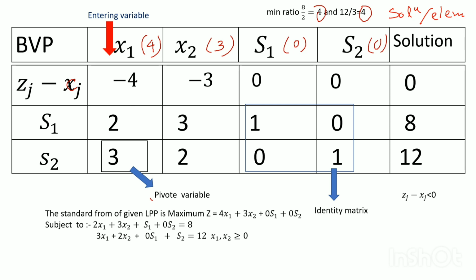You see that 4 and 4 are both equal, so I take 3 as the pivot element. You can also choose 2 as the pivot element. How can I find out the pivot variable? Solution divided by the entering variable element. Now I have to divide the pivot row by the pivot element. So 3 by 3 is equal to 1, 2 by 3 and 0 by 3.